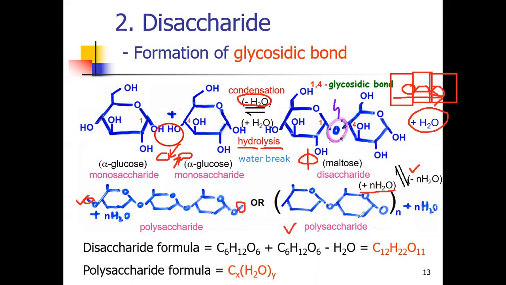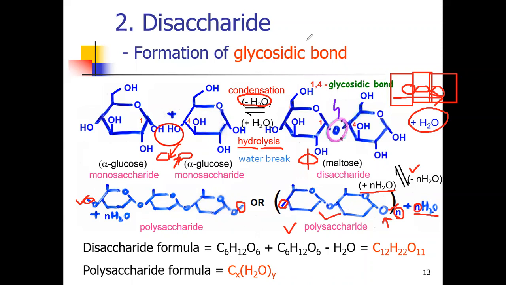Or you can represent it in this way, which means you have n number of this unit here. You have an O here, and this O is joined by a covalent bond on the right side to another one here. And then plus water molecules: when you join the monomers together, water molecules are released. So you join n units of this, then you get n number of water molecules being removed.